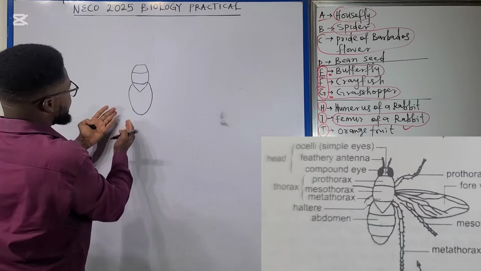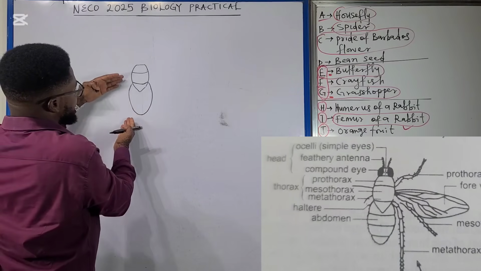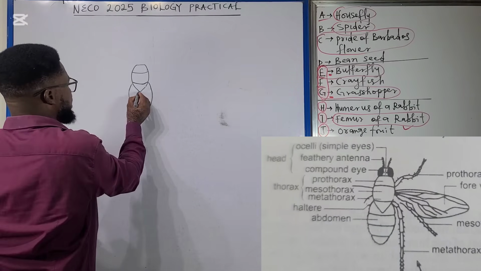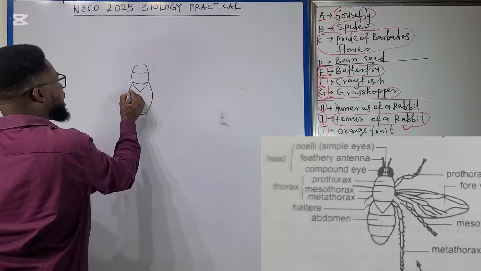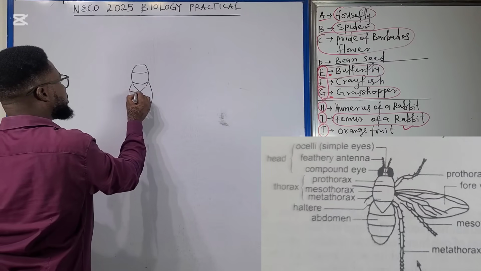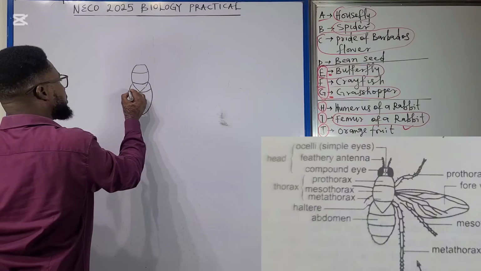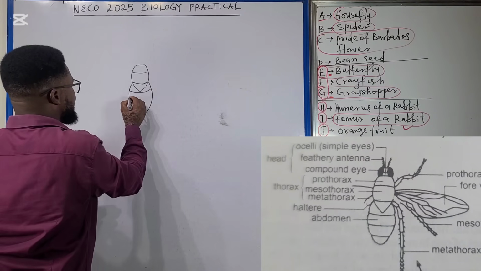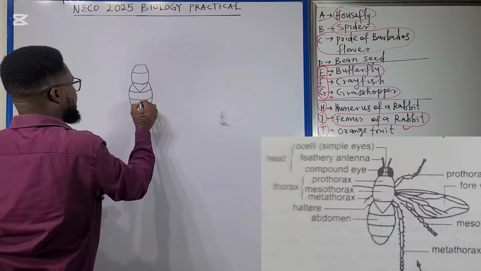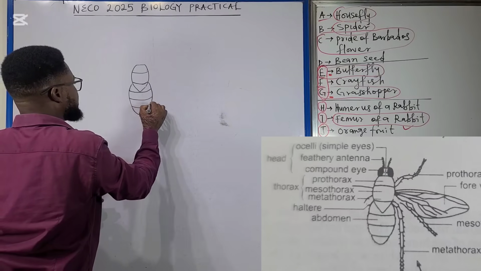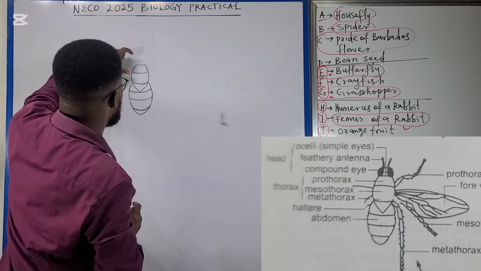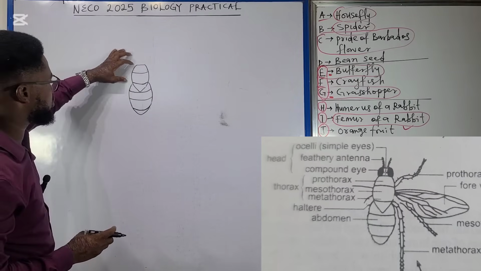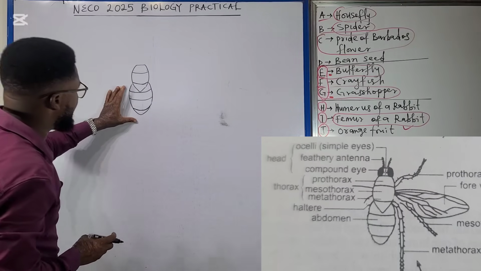Next, we then divide the abdomen into 4 segments. Where the thorax ends, we can have the 4th segment there, and then another segment, and then another segment. Okay. Now, this is the basic plan. This is the thorax. This is the abdomen.